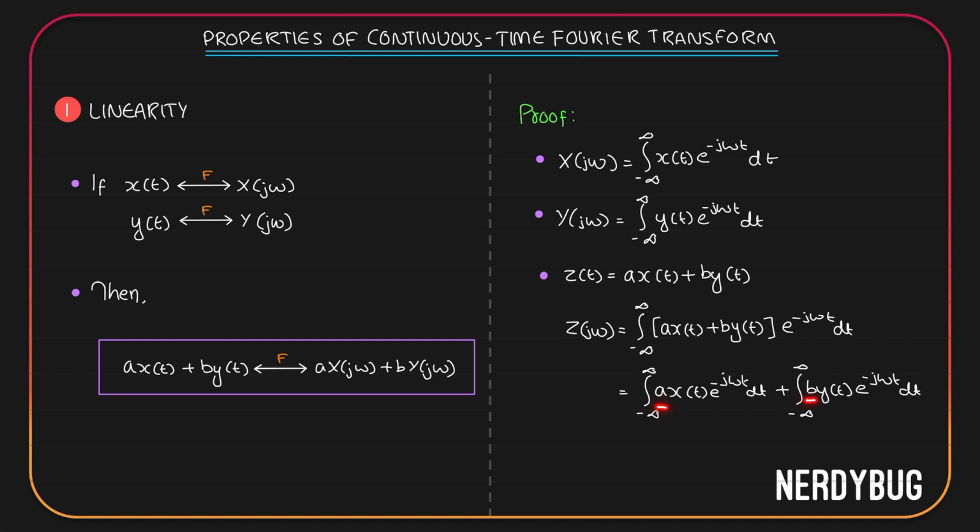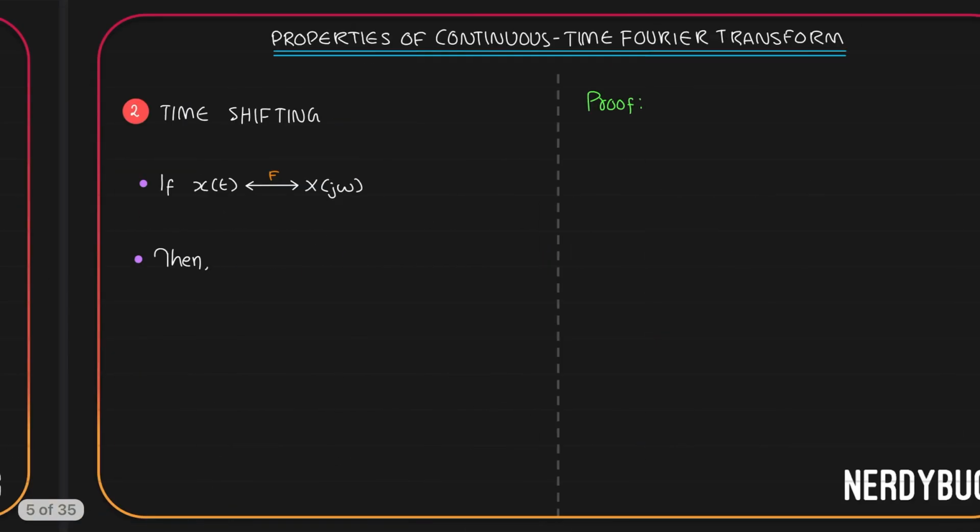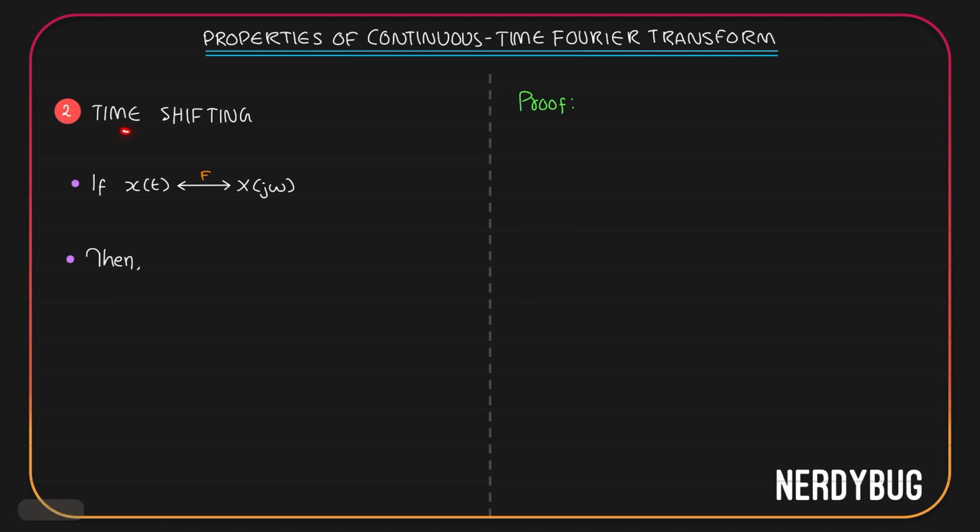But a is a constant, b is a constant. Let's take both of them out of the integration. What we have over here is x of j omega and what we have over here is y of j omega. So z of j omega is simply a x of j omega plus b y of j omega, and that is our proof. Let's move on to the next property, that is time shifting.